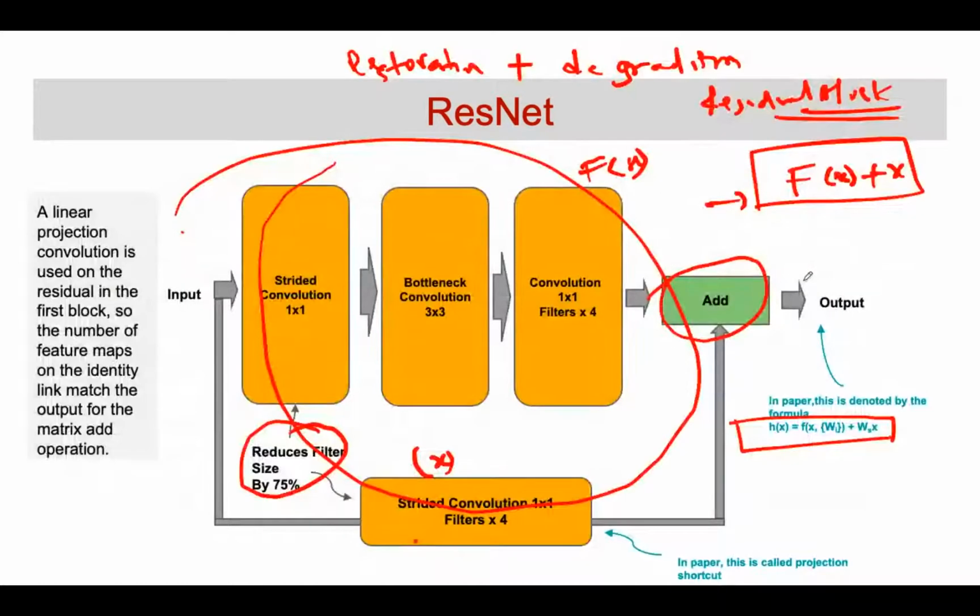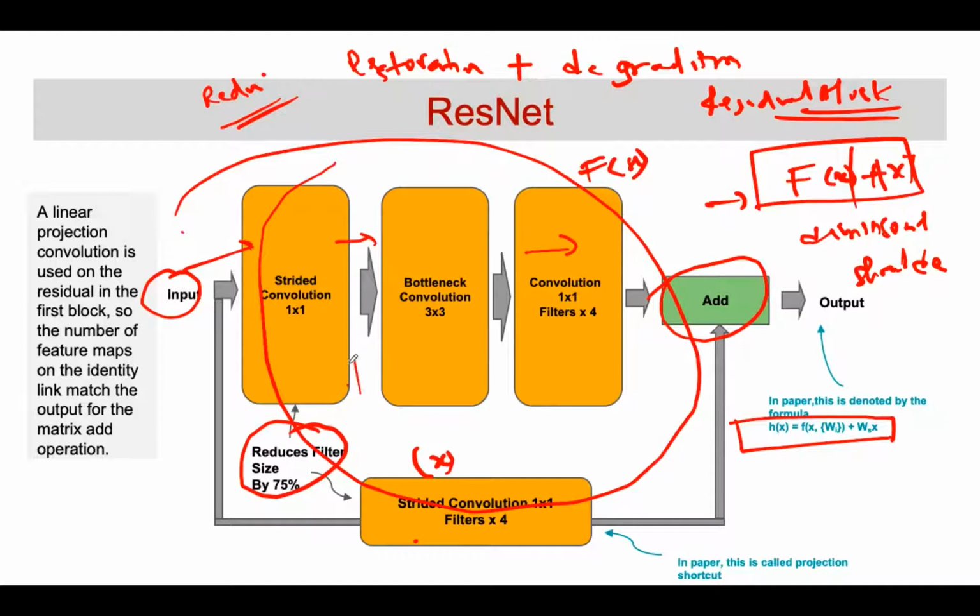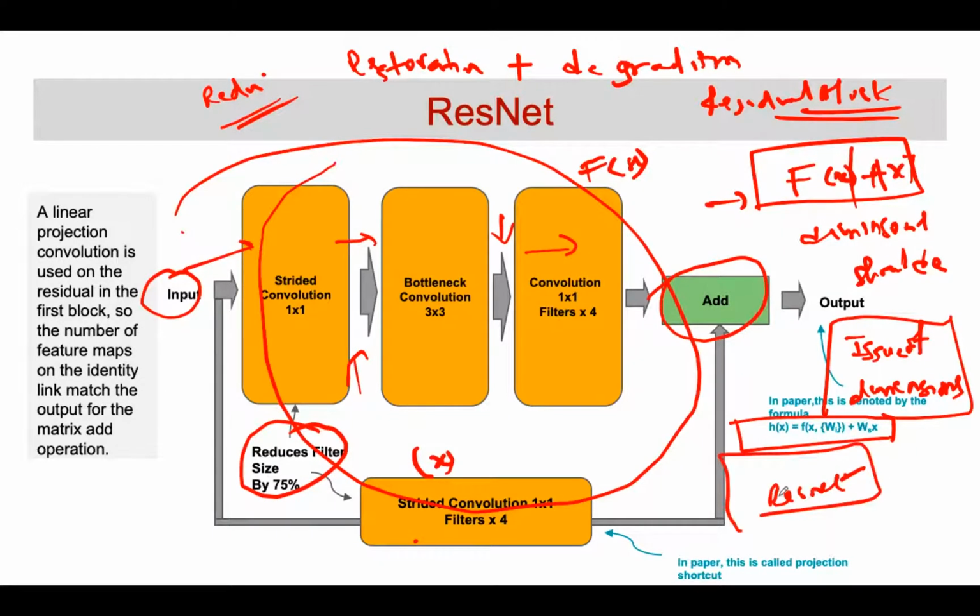So what will happen now? When you want to add f of x to x, the dimensions should be the same. What happens when you do the serial operations to it? It will reduce the dimensions. So that was the reason we are doing the reduction and restoration, so that when you add the shortcut connection to it, there won't be an issue of dimensions. We cannot add different dimensions, right? So this is what happens in the ResNet block.